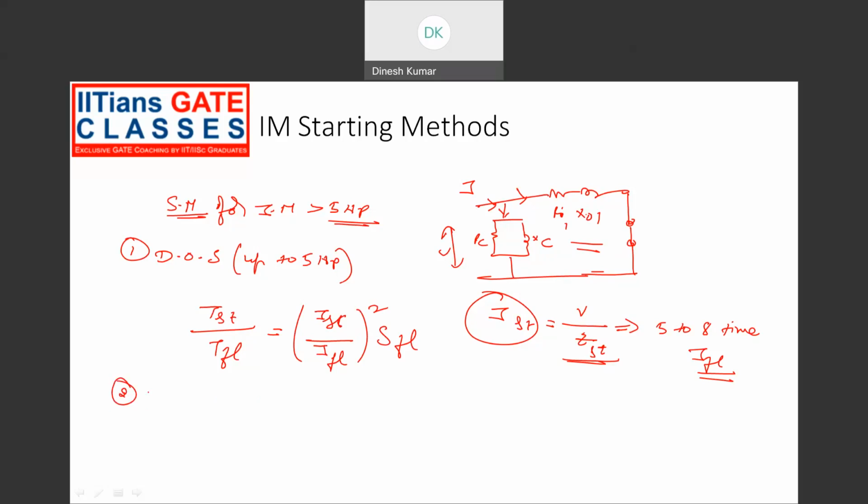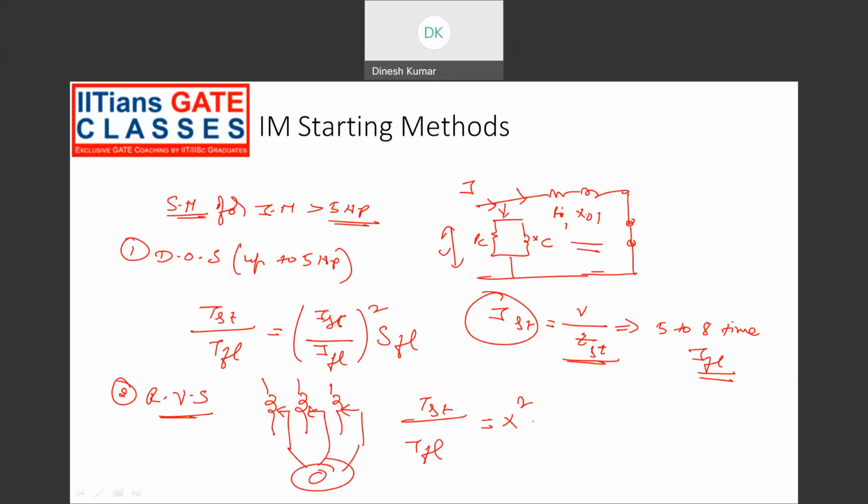The next method is the reduced voltage starters. In reduced voltage starters, they use reactors and take taps here, and this is connected to the stator of an induction machine. For these kinds of starters, the ratio of starting to full load torque is given by x squared into Isc by I full load, whole squared, into S full load. So x is a percentage of supply voltage applied to the stator of an induction motor.